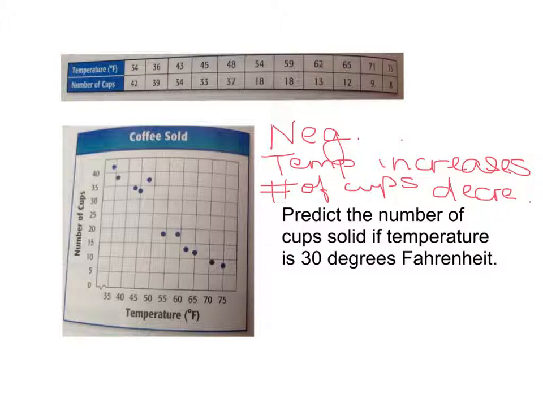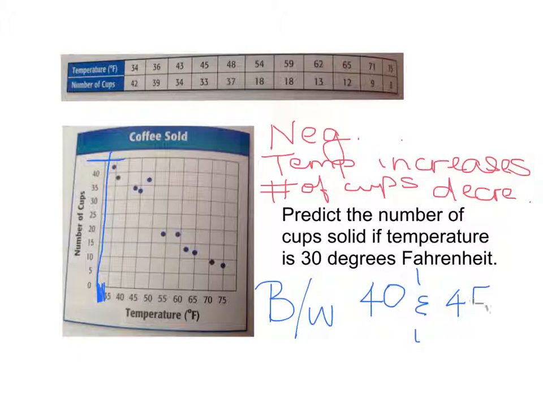Then the question says, predict the number of cups sold if the temperature is 30 degrees. Well, if you look at our graph, our temperature only goes from 35 to 75. But we see that the colder it is, the more cups are sold, and the warmer it is, the fewer cups are sold. So we could say that 30 is approximately in here somewhere. If we followed this graph, we would follow it straight up, and we would see that it's going to be somewhere between 40 and 45 cups. We don't know exactly how many, but we can estimate that it's between 40 and 45 cups.